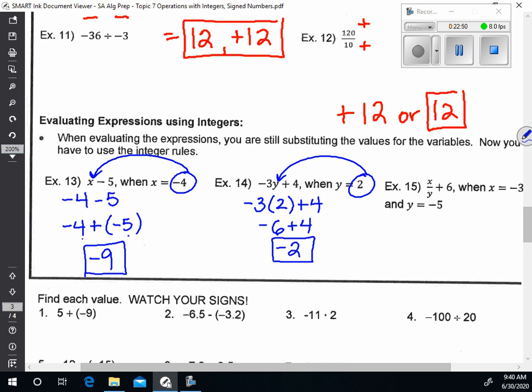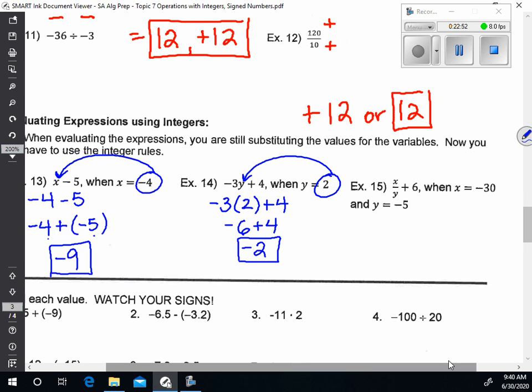And then 15, last example, x divided by y plus 6 when x equals negative 30 and y equals negative 5. So if we plug in everything, that gives you negative 30 over negative 5 plus 6. So we first have to start by going top to bottom with the fraction here. Negative 30 divided by negative 5 is a positive 6. Negative divided by negative is positive. And then 6 plus 6 is 12.